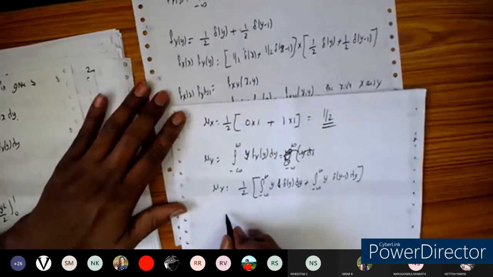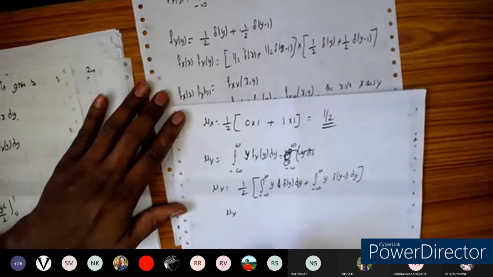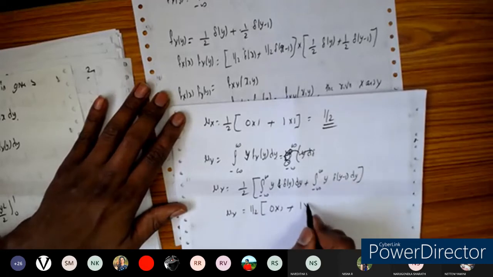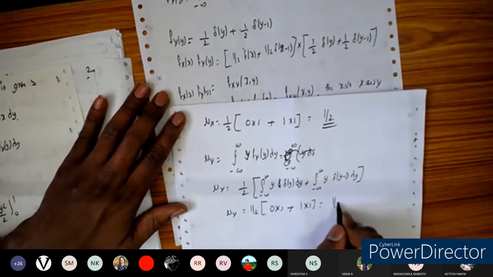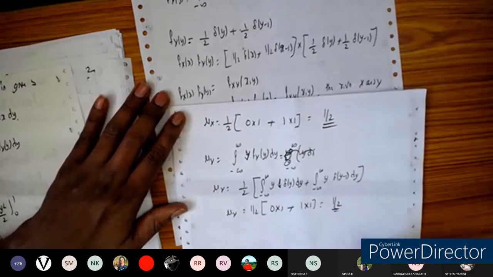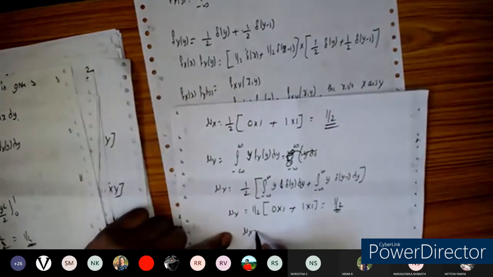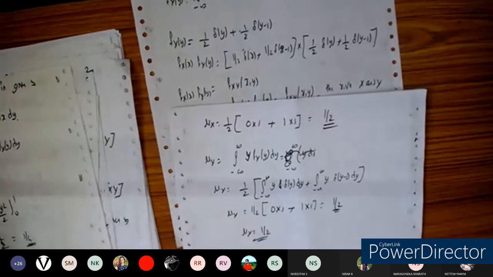The integration of this one, by applying the shifting property, is 0 multiplied by 1 plus 1 multiplied by 1. So this will become equal to 1 by 2. This is the mean we got here. So mu y is equal to 1 by 2.